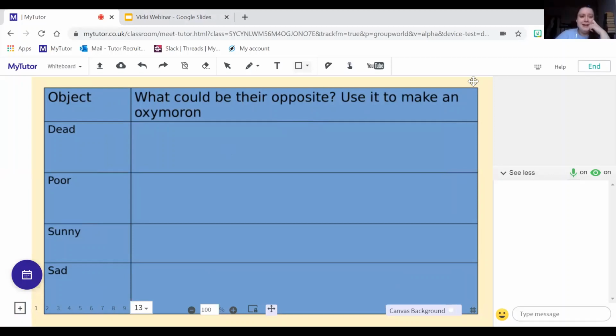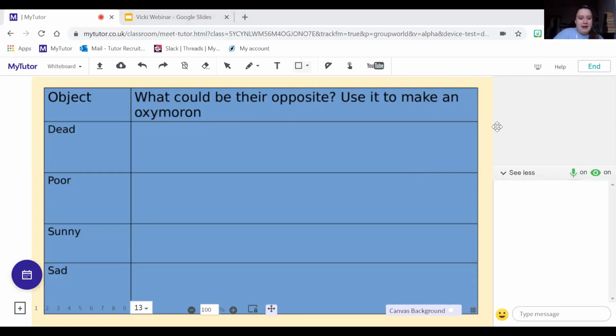Sad love, dead alive, yeah, the living dead, yeah, really nice one. Poor and rich, yes, so with poor and rich, I had a really nice one that one of my students came up with, was the idea of poor people being happy, because we associate being poor with being really miserable. So that was quite a nice one. I enjoyed being sad. That's a lovely one. Poor millionaire, poor wealthy. Yeah, fantastic.